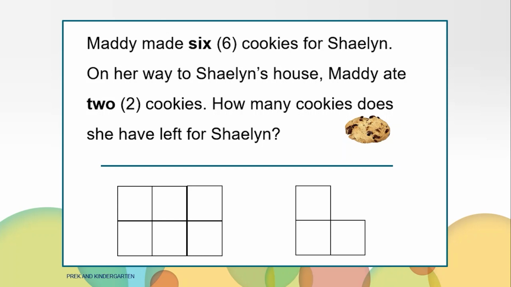Right, the 6 mat. I want you to get your paper and crayon and draw a mat with 6 boxes on it. I'll wait while you do this.